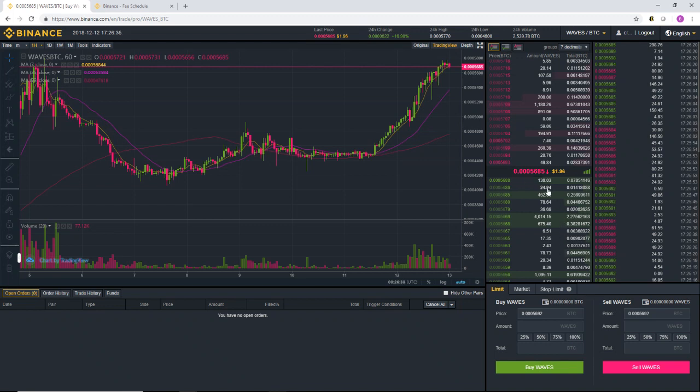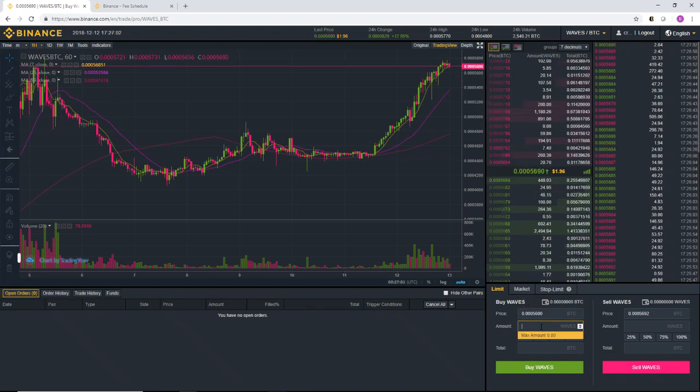So right now, Waves is trading at 0.005685 Bitcoins to be precise. So if I wanted to buy X number of Waves at, say, 0.005600, I could just place it right in here, and I would tell it how many Waves I want it to be able to buy.